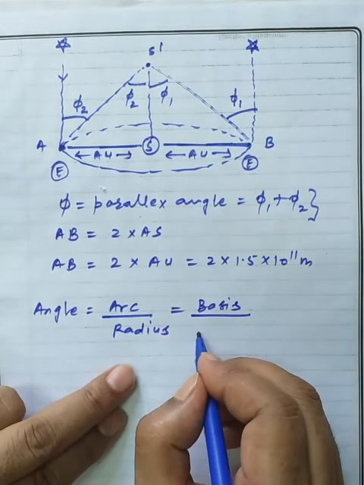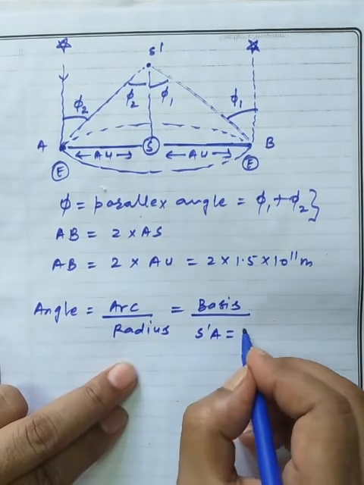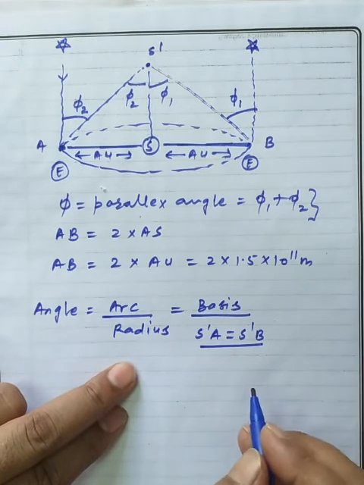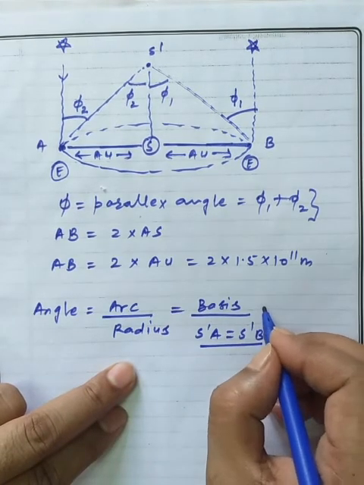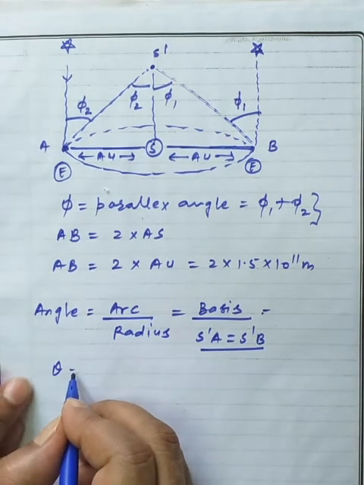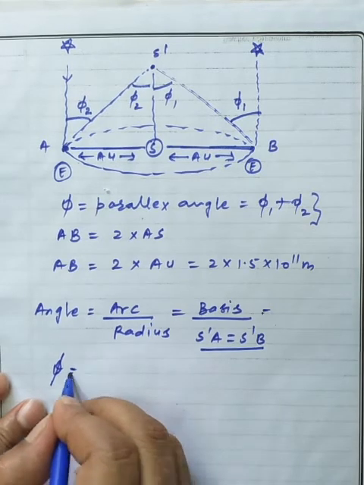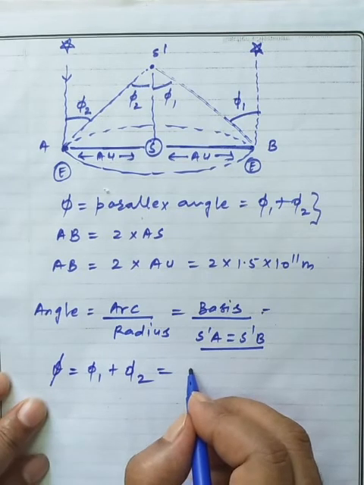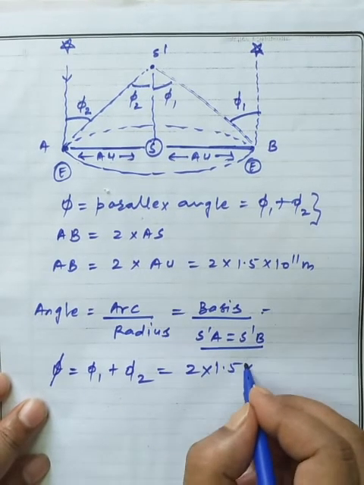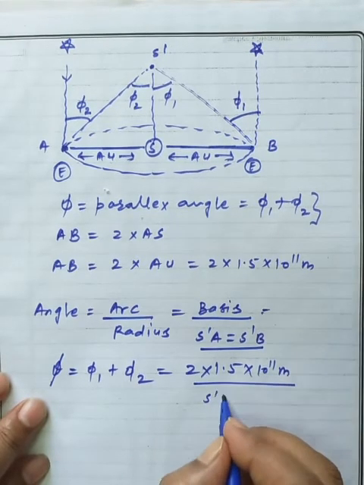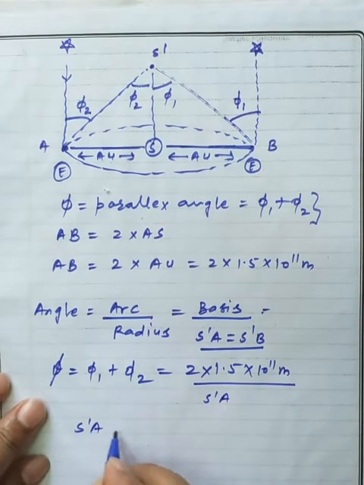Here we have the distance of the star, S'A, that is equal to S'B. Both are equal in length because we are making the measurement of this length from far distances. So the basis can be stated, the angle theta, or phi, that is equal to phi 1 plus phi 2, which is equal to the basis 2 into 1.5 into 10 raised to power 11 meter, divided by the distance of the radius, that is S'A. Now we are just separating it.